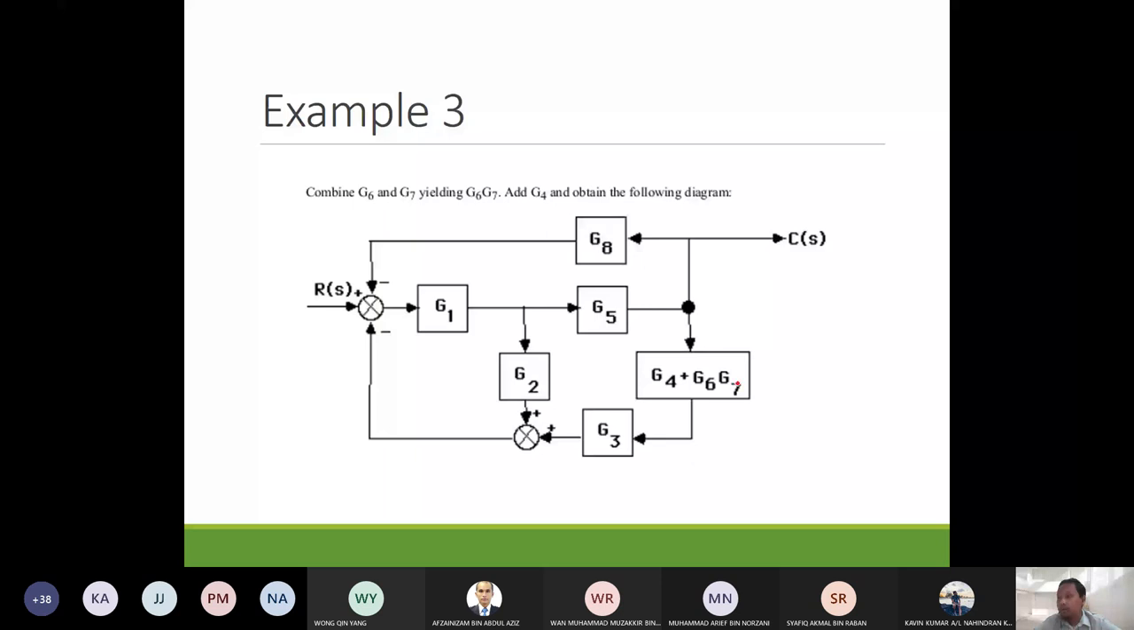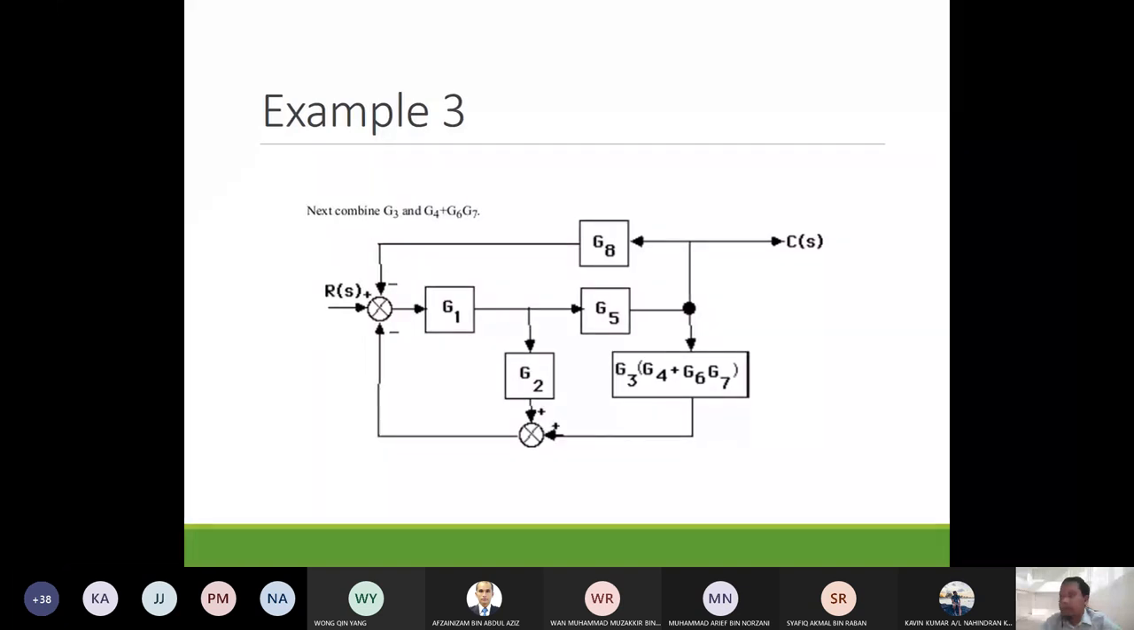And you can remove the summing junction. And then again here, if you look at G4 plus G6 times G7 and G3, they are in the same signal direction. So G3 and G4 plus G6 times G7 are in cascade. So you can multiply G3 times G4 plus G6 times G7. The other parts are not yet done. We simplify the easy things first.